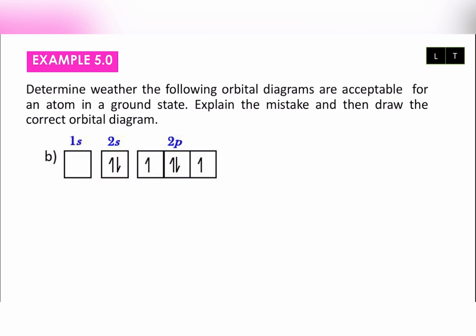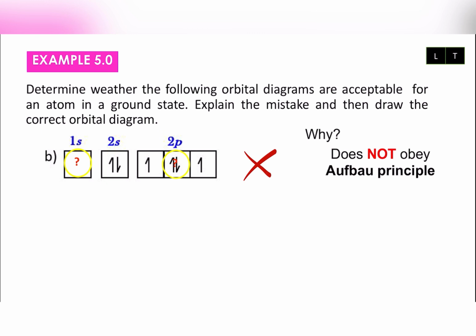If you see here, I have an empty 1s sub-level. Why is there no electron here? So you can see I got one more mistake here, which is 2 electrons in the middle of the 2p orbital. As I mentioned before, we have to fill in the electrons in degenerate orbitals from left to right. So this is wrong because it does not obey the Aufbau principle.